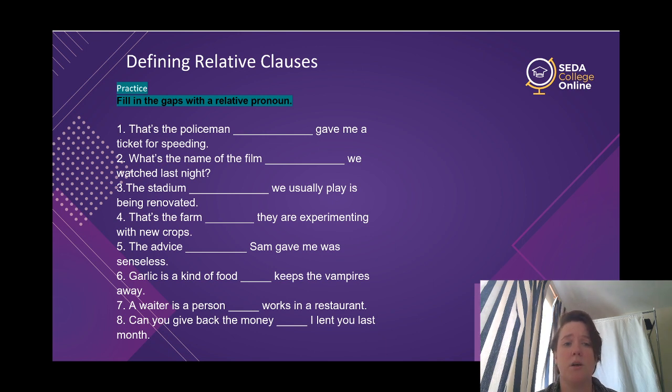There are 8 sentences here, and I want you to choose the correct pronoun. You can use either one, or if you want, you can put in that or which, that or who. That's up to you, but in this case I just want you to use one pronoun, and it's your choice as to what you want to use. So we have, that's the policeman. Again, I want you to choose the correct pronoun for each one of these. Please write down the number and then write down the correct pronoun for each one.